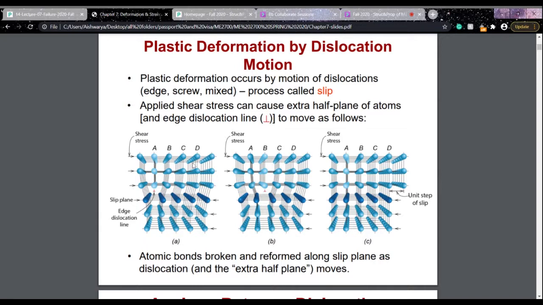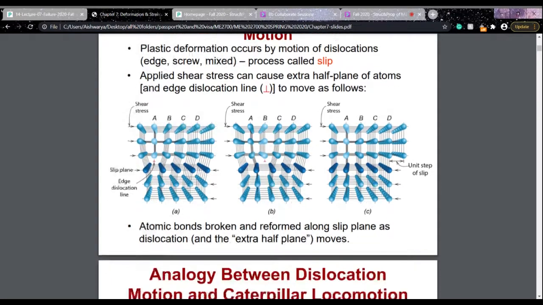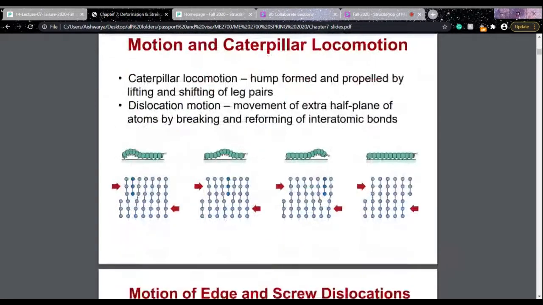Then we have the concept of slip. Slip is the motion of dislocations in response to any externally applied shear stress. To define a slip plane or a slip direction, it is the plane in which the dislocation motion occurs.